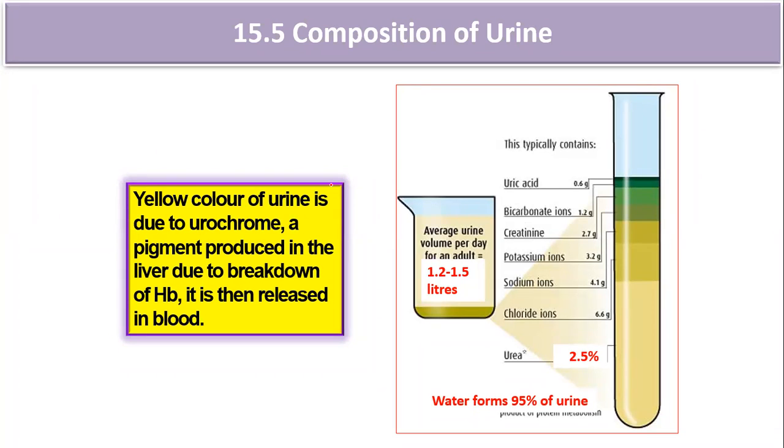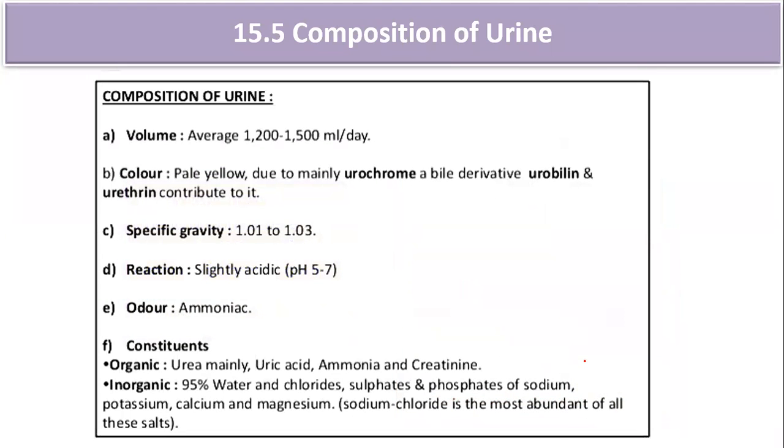So you can see this, we have uric acid, bicarbonate ion, creatinine, potassium, sodium, chlorine. Urea we have, that is 2.5 gram per 100 ml. So normally a human being excretes on an average 25 to 30 gram of urea per day. So you can see over here, this is the composition of urine. The volume we excrete is approximately 1.5 liter of urine per day, that is 1200 to 1500 ml per day.